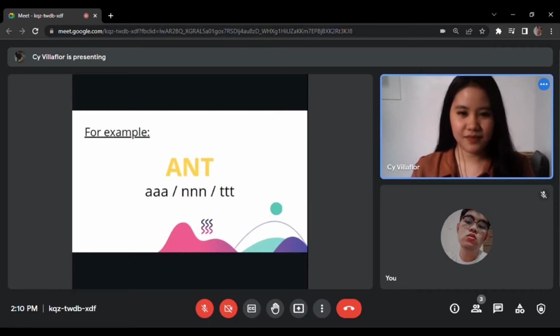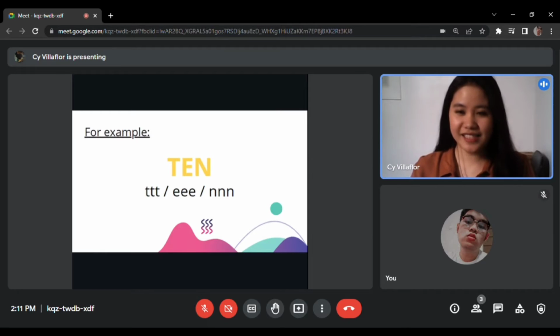Let us now proceed with another example. Ant. What is the first sound of the word ant? You are amazing. How about the second one? You are right. How about the third sound? Correct. So we read these sounds as ant.